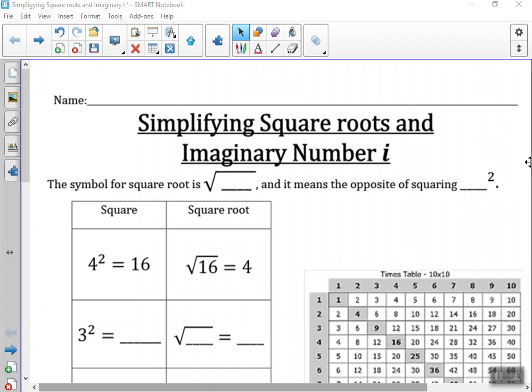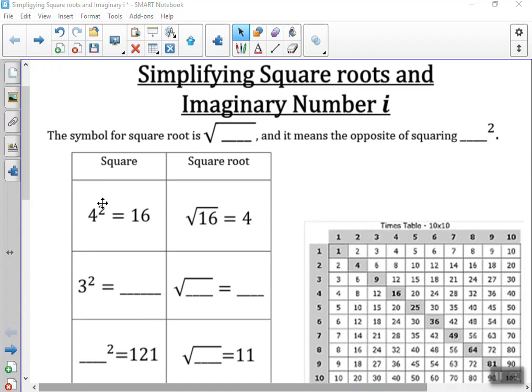Okay, so here we just kind of touched on this earlier this period. The symbol for square root is the square root symbol. Hopefully you're familiar with it, and all it means in Algebra 2 is, I want you to think about it, the opposite of squaring, kind of like how the opposite of multiplication is division, the opposite of addition is subtraction, and all those, okay? So think of square root as the opposite of squaring and vice versa. The example I have here is, you know that 4 squared is 16, and if you take the square root of 16, you should get the 4 back, okay? So there we go.